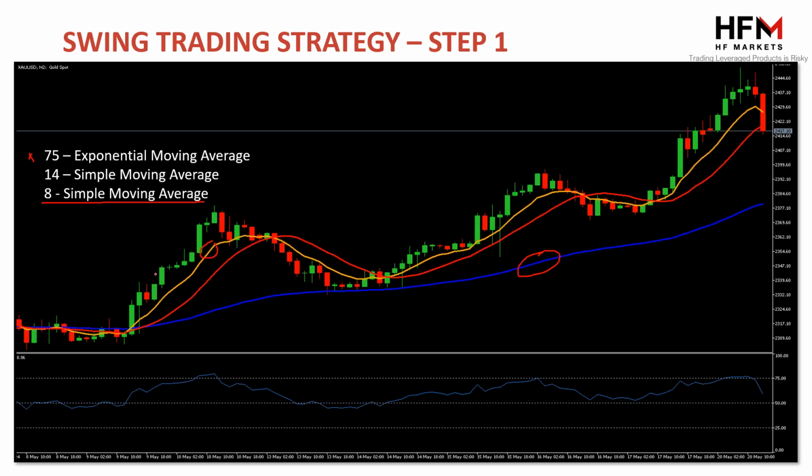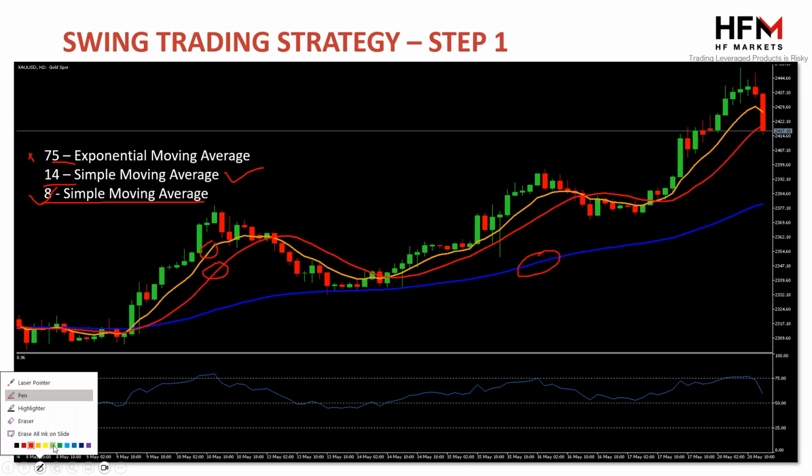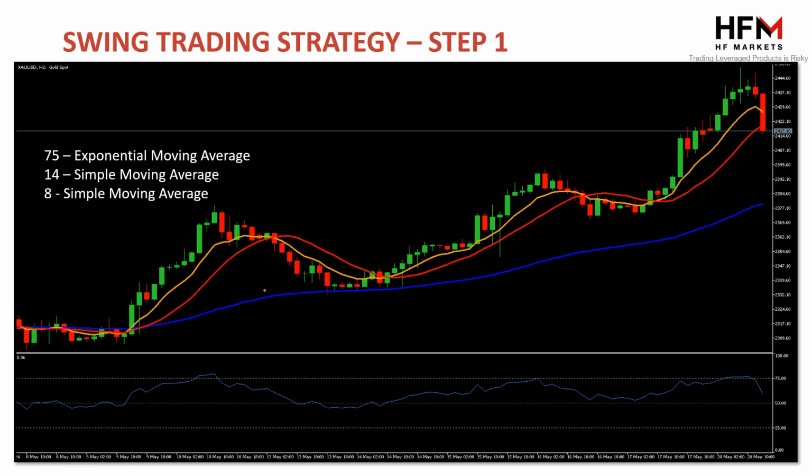the 8-bar exponential moving average. On this time frame and this asset, I've got the simple moving average, but on the other time frames, I'm actually using exponential. So for the 8-bar, you have an option of simple or exponential. The red line here is a 14-bar simple moving average. The 75-bar and the 14-bar are very strictly exponential and simple. It's only the 8-bar where you've got the option. So we've got the blue 75, the red, which is 14, and the yellow, which is 8.